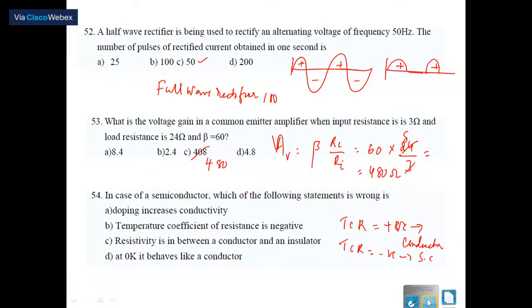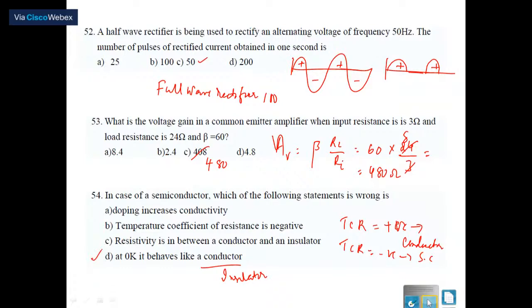This is not true. Well, at 0 Kelvin, it is an insulator. So this is the wrong statement. So this is the right answer, because he has asked us to identify the wrong statement.